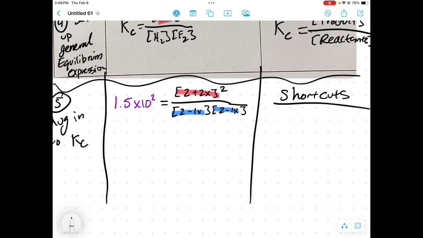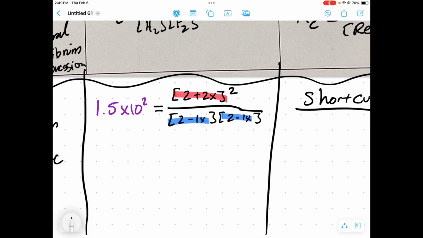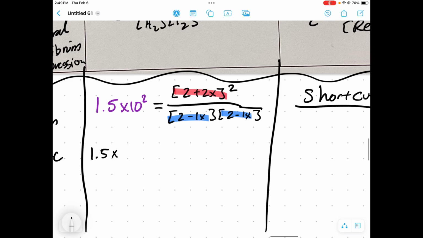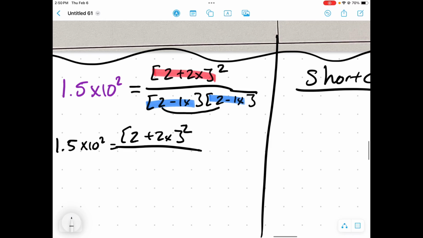So first thing I'm going to do is take a look at this bottom part of my fraction, and I'm going to multiply those two together. So I'm going to bring down my 1.5 times 10 to the 2. I'm going to leave my 2 plus 2x squared on top, but we're going to combine the bottom part. So 2 times 2 gives me 4. 2 times negative 1x gives me negative 2x.